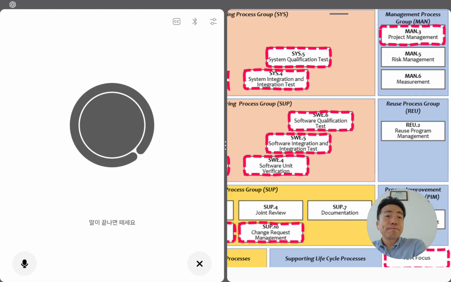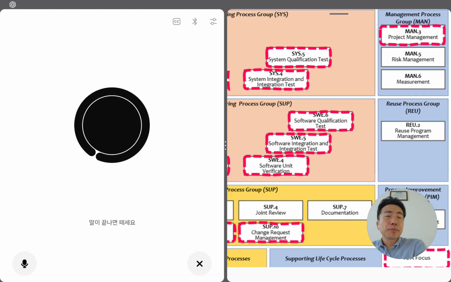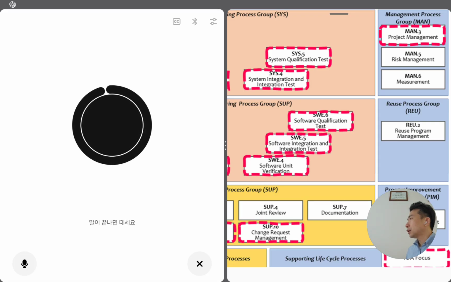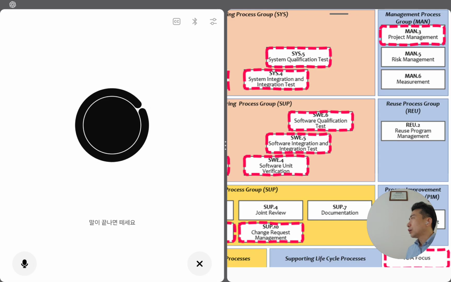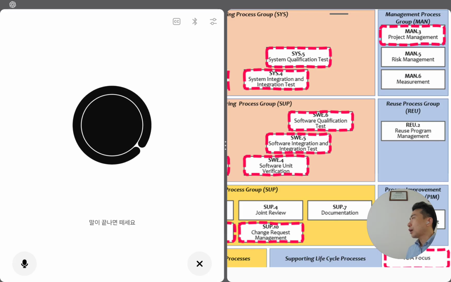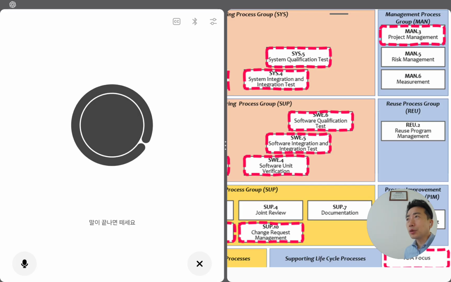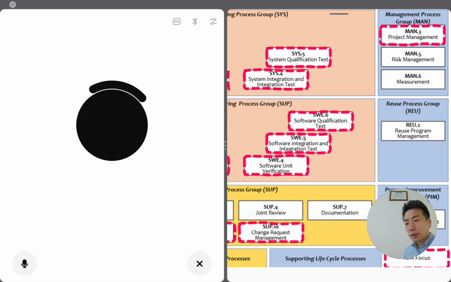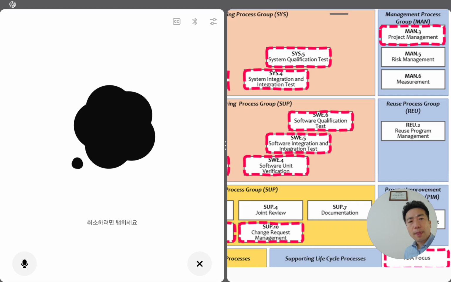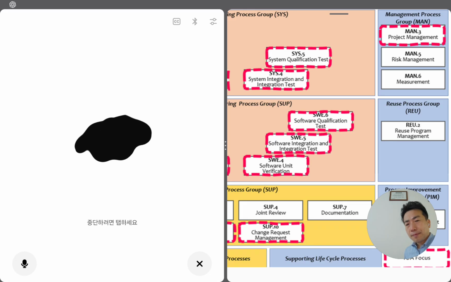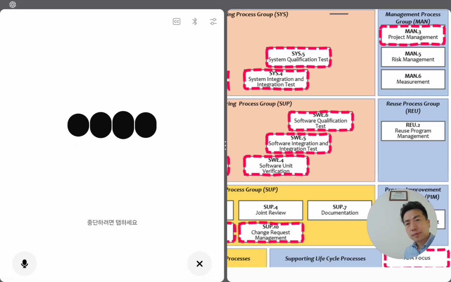Could you please share the output list for the project? Does it depend on the company? Does it depend on the project? Yeah, it depends on both the company and the project.